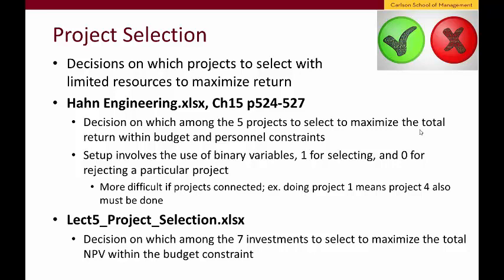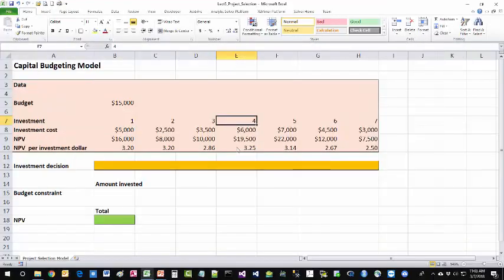building. Okay, here at the bottom we have our own example of a project selection model, which is very similar to Hand Engineering, with more projects to select from, but with only a total budget constraint. So I'm going to open the elect5_project_selection file that I have right here. Zoom in, show the budget of 15,000, 7 projects with investment costs, NPV, and NPV per investment dollar.